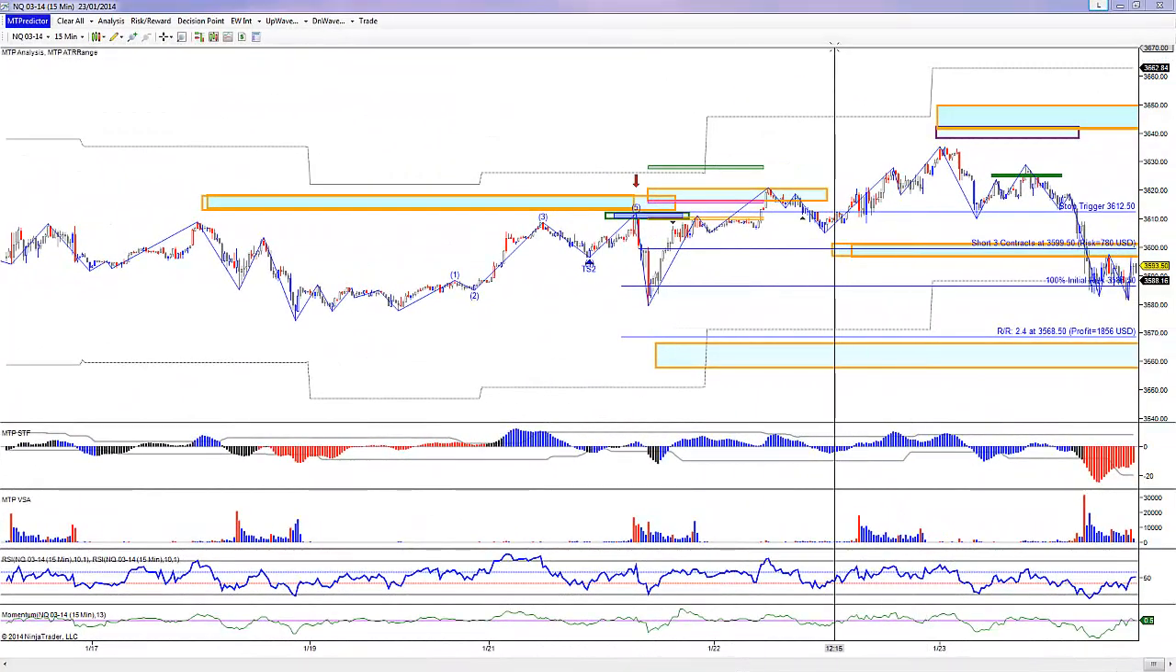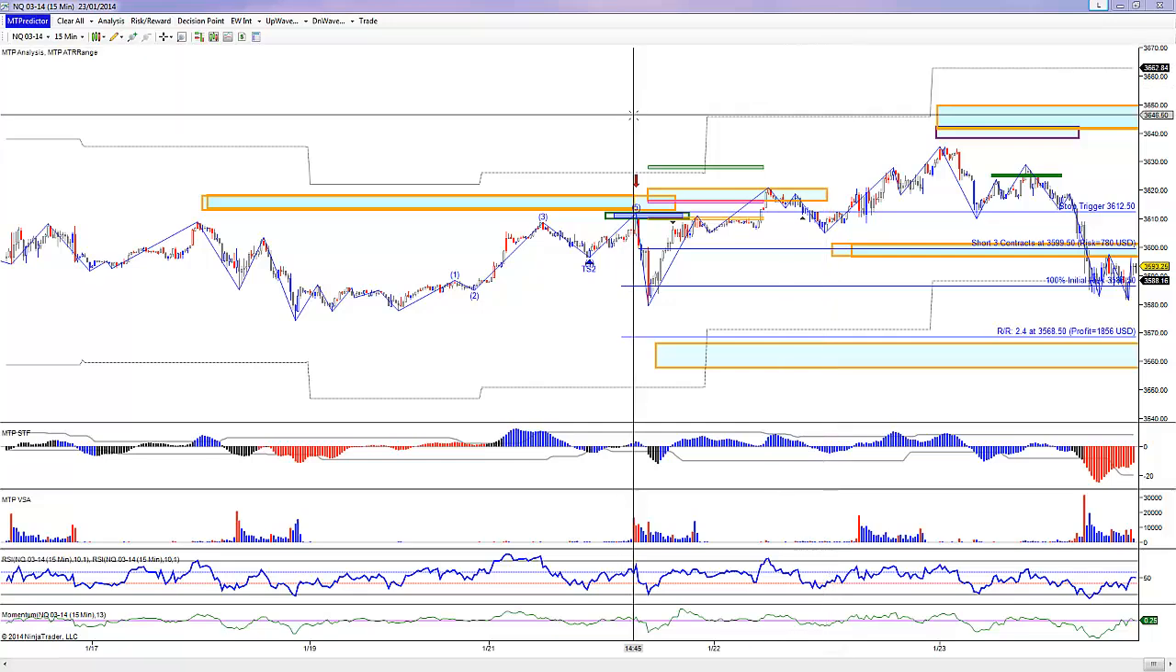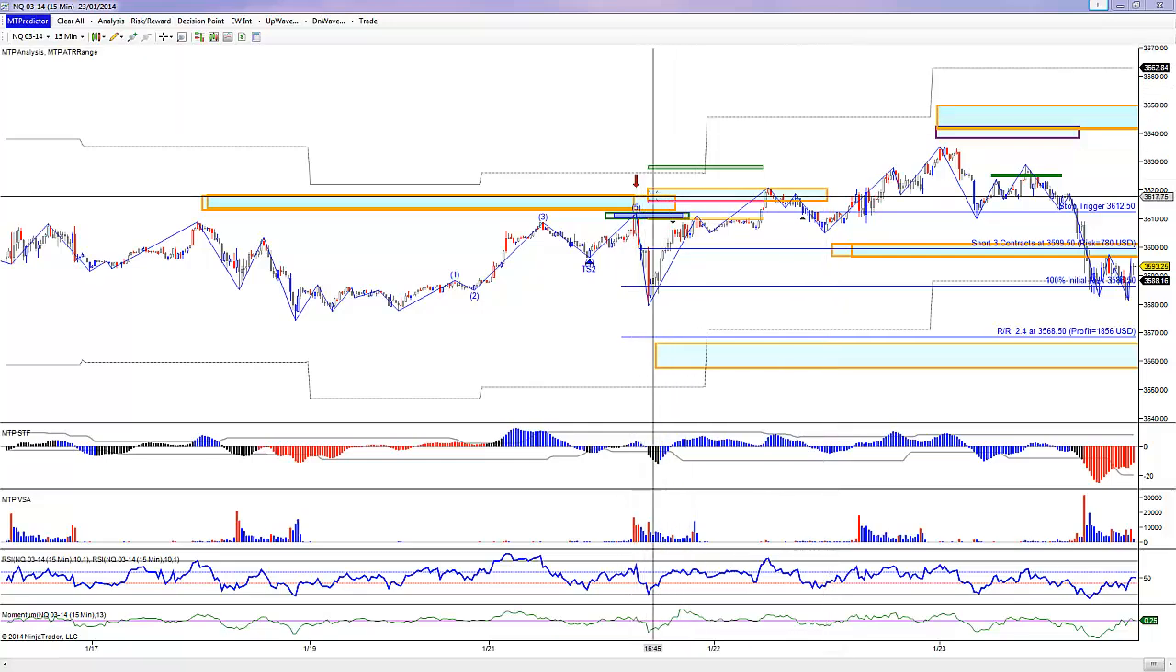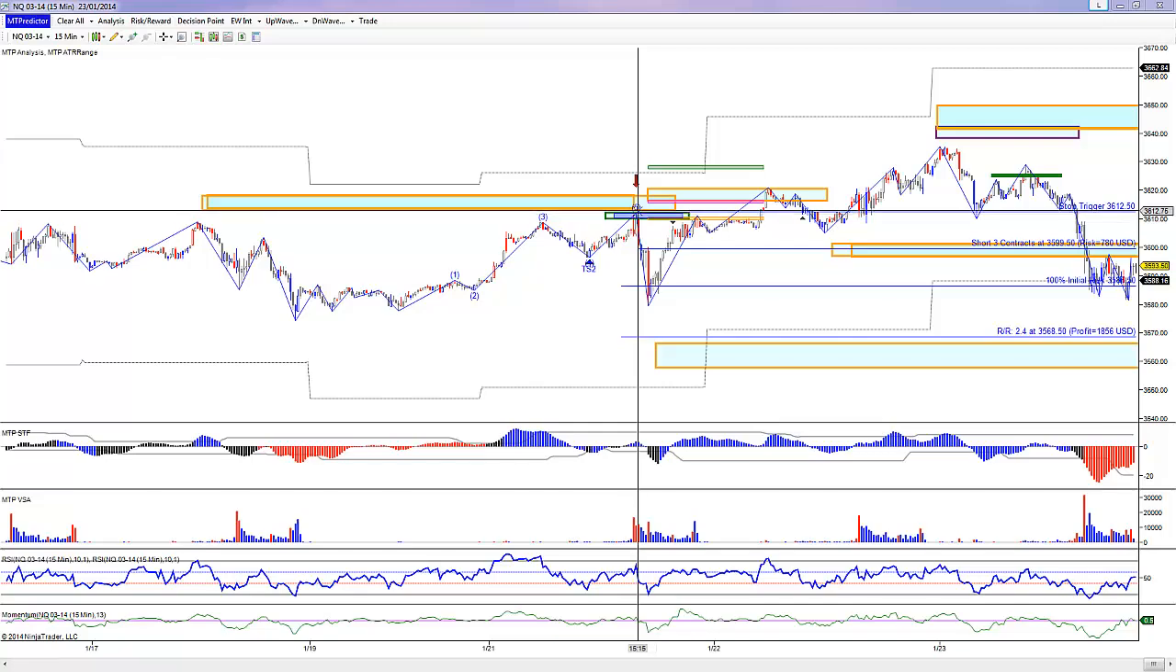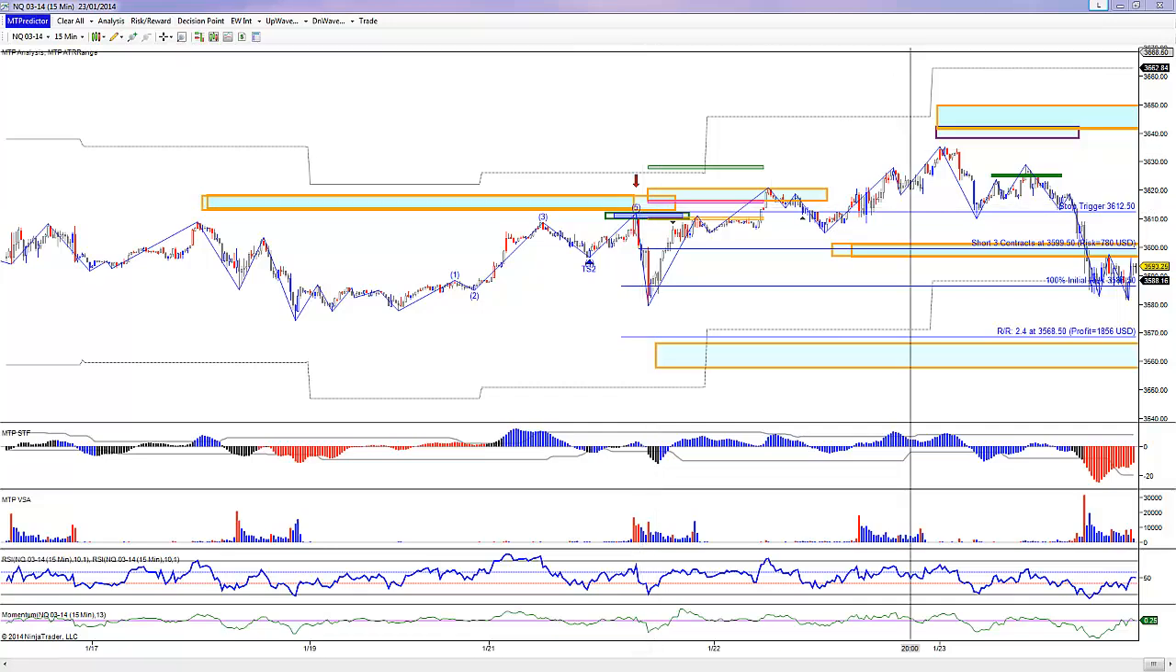Hi, this is David. I'm looking at the NQ 15-minute chart for the 21st and 22nd of January. Looking to go short because I've got my hourly DP zones above me here, and I have a 5-wave pattern terminating right in the 15-minute DP zone and just below the hourly DP zone.